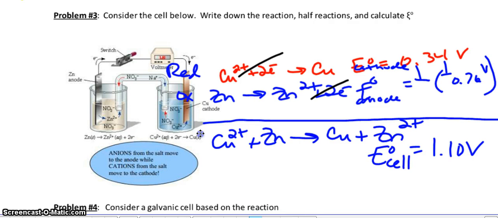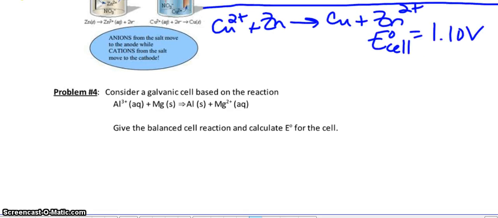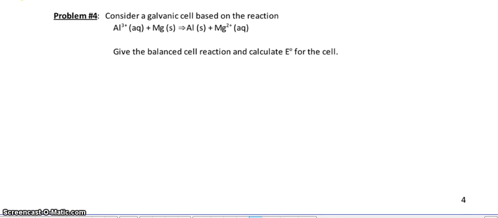All right, let's go on to problem number 4. Now this is a tad different. Consider a galvanic cell based on the reaction of the aluminum magnesium setup. So given the balanced cell reaction, calculate the E naught for the whole cell. All right, so let's find out what's going on here. I need to look up the half reactions for the aluminum and for the magnesium. So let's write this down.